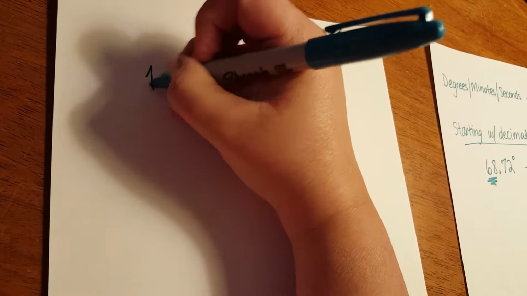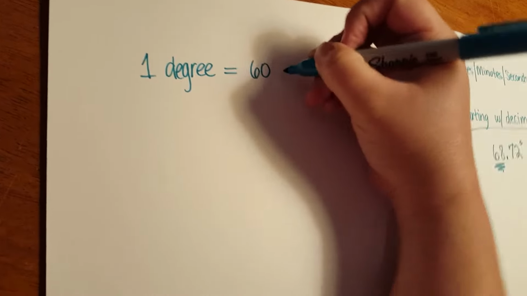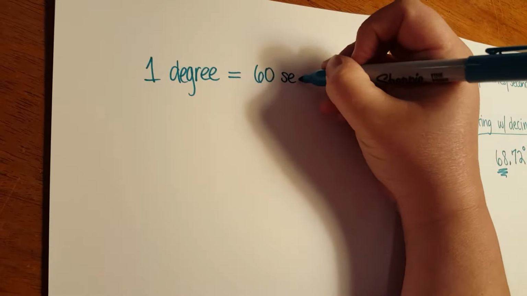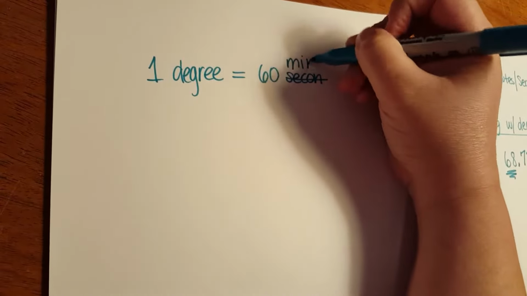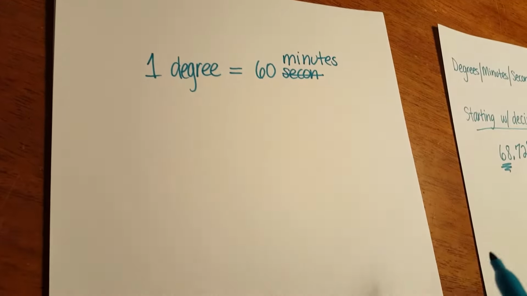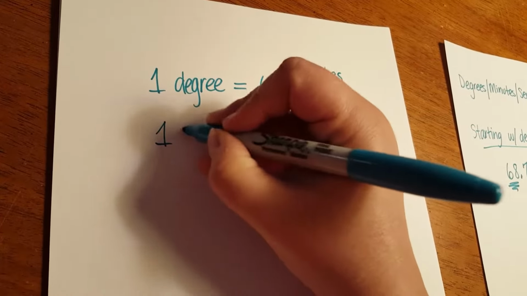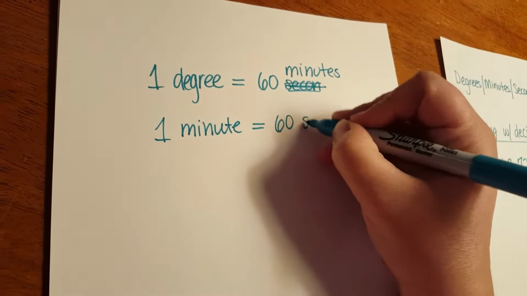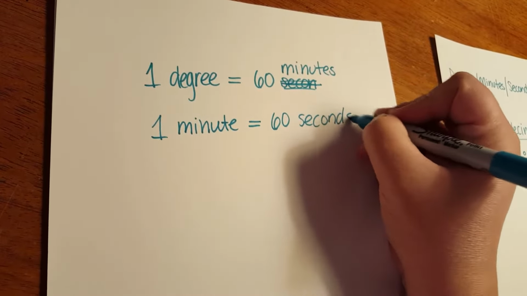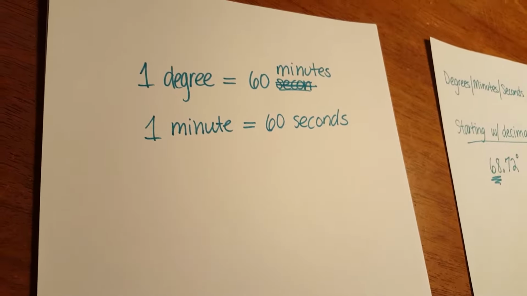So let's look for a second at how those relate. In 1 degree, we have 60 minutes. I apologize, I was trying to think ahead here. So 1 degree has 60 minutes in it. Okay, and 1 minute has 60 seconds. These are not exactly the same kind of minutes and seconds that we normally use with time. There's a relationship, but it's not a direct relationship. It's not exactly the same thing.